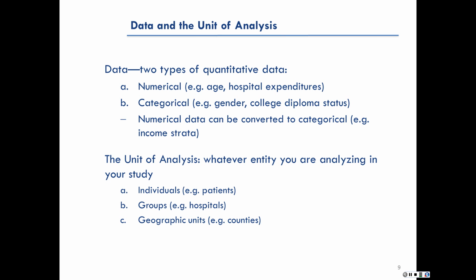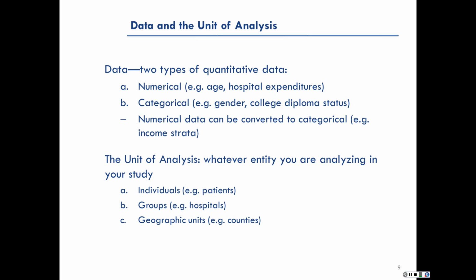When it comes to scientific relationships, some other very important things to consider are the data that we use and then the unit of analysis. There are 2 basic types of quantitative data that we're going to be talking about. One is numerical data. You can think of variables such as age or hospital expenditures. These tend to be continuous numerical variables. But there are also other types of variables that are categorical. They don't take on a continuous range of numerical values. For example, gender or biological sex typically takes on 2 values, male or female. Another would be college diploma status. So did you graduate from college, yes or no? That's categorical data.